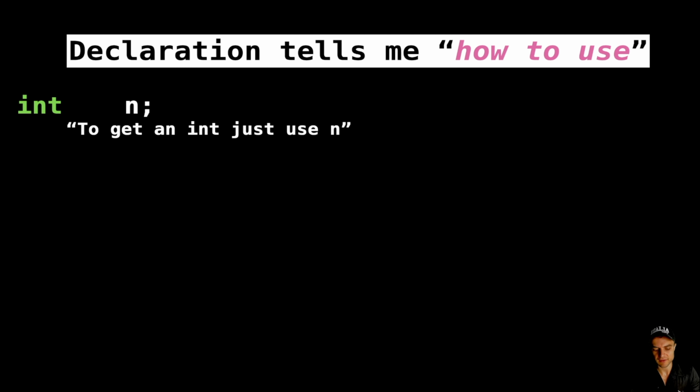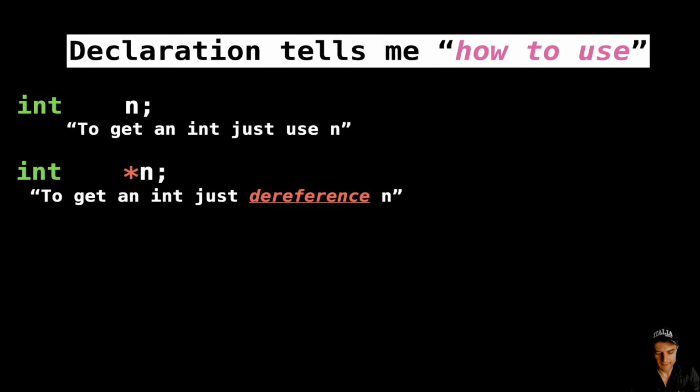I have here a declaration of a variable, int n. A classic declaration. Here, I read it in this fashion: to get an integer, just use n. That's what I read, given this declaration. Let's try another: int star n. What is written there? Well, it says that I have a pointer to an integer. So I read, as a programmer, that to get an integer, I dereference n.